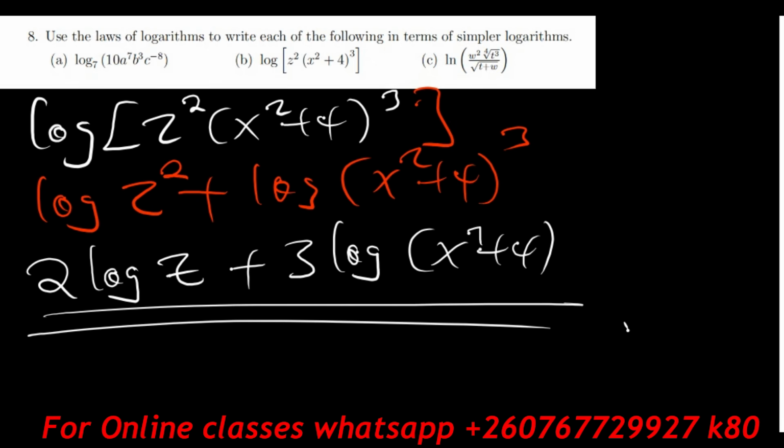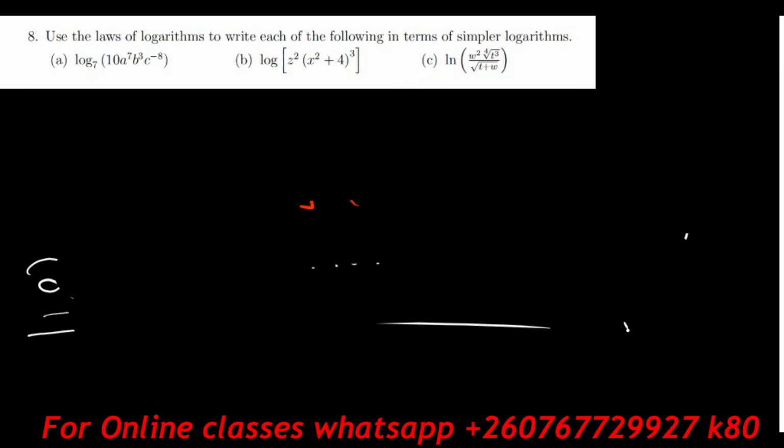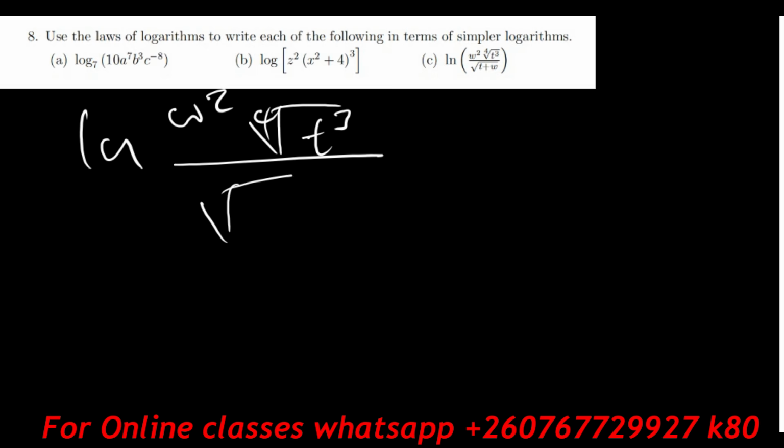If I want, I can also run away from here all the way to there, meaning now I'm condensing it. Let's do the last one, which is part C. So part C is ln of w squared, then the fourth root of t to the power 3, divided by the square root of t plus w. Okay, that is what we have.